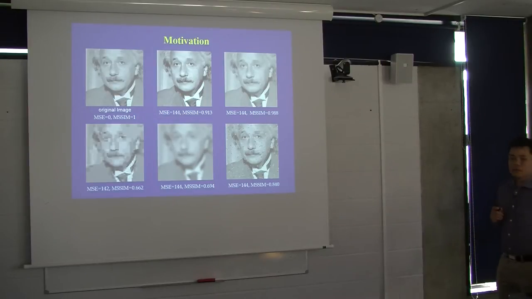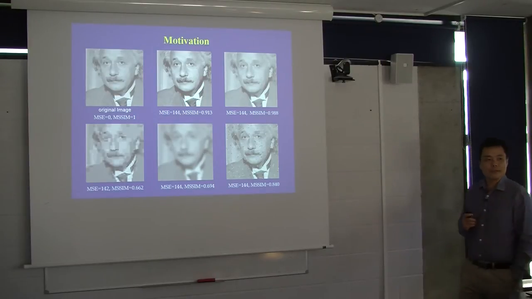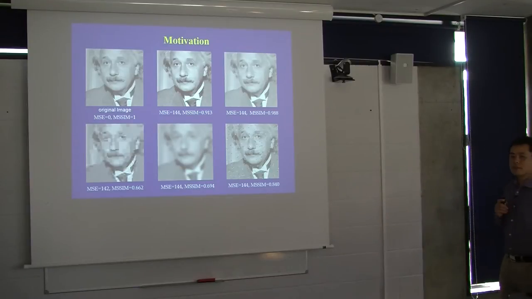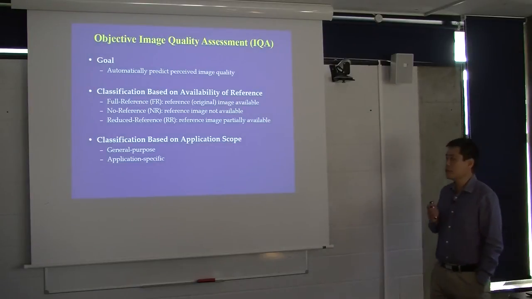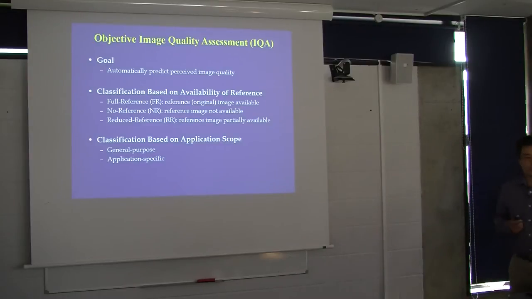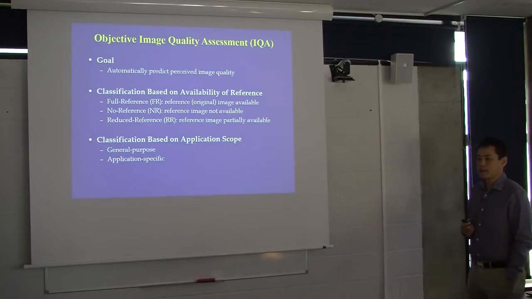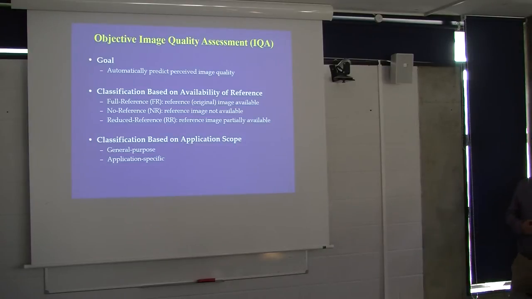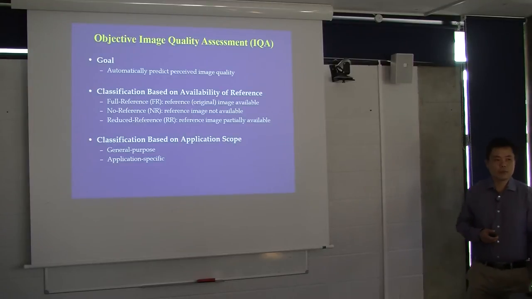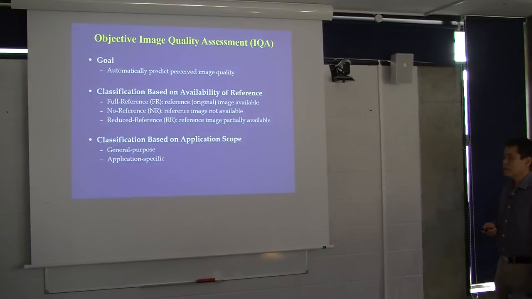So from this motivating example, you can easily see what we really need is a different objective image quality measure that can really predict how humans think about the quality of all these images. This is basically the purpose of image quality assessment research. The goal is to automatically predict perceived image quality. Over the years, there have been a lot of papers published in the field. If you look at the literature, we can trace back at least 40 years, or even more than that.